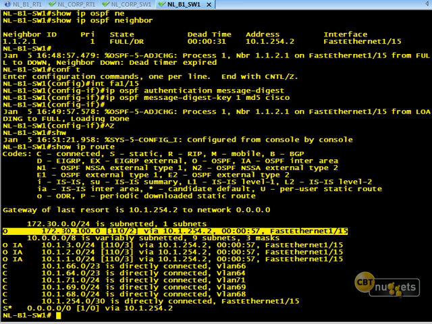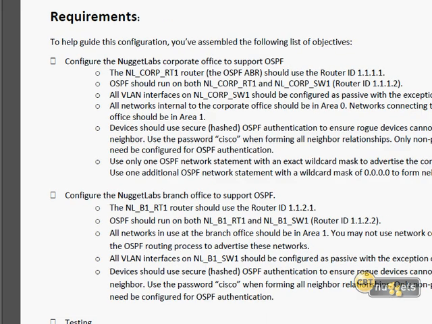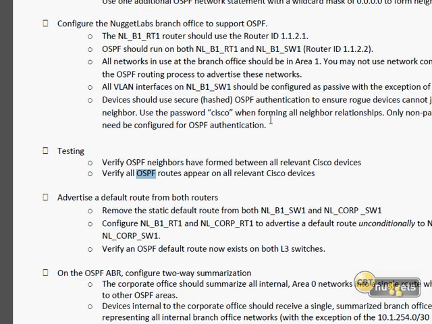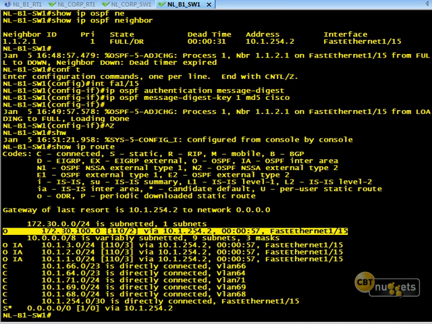Good. So with that being said, let me wrap up. We've made it through objectives 1 through 3 at this point. After this, in the next nugget, we're going to get into the fancy stuff. Default routes, configuring summarization, all of that kind of stuff.